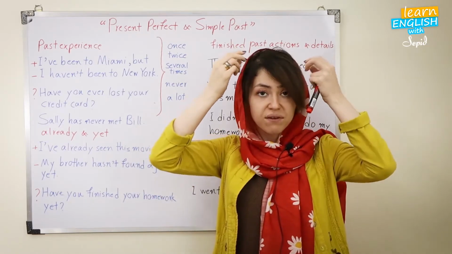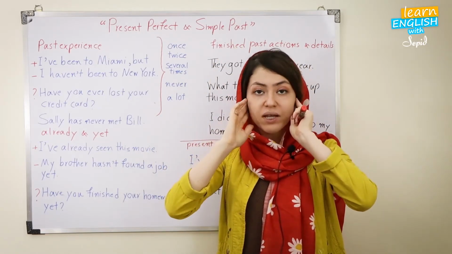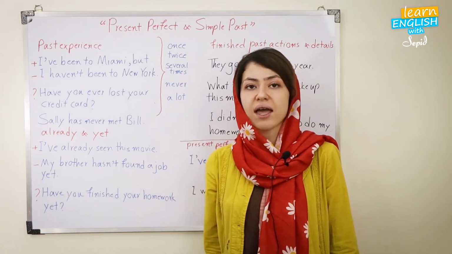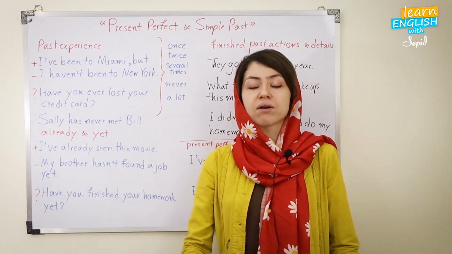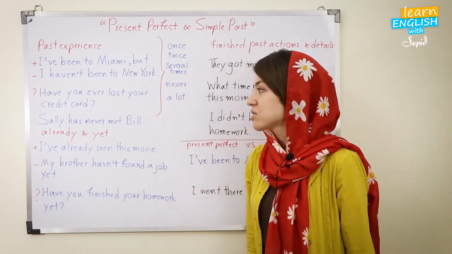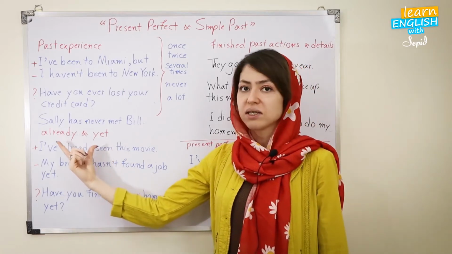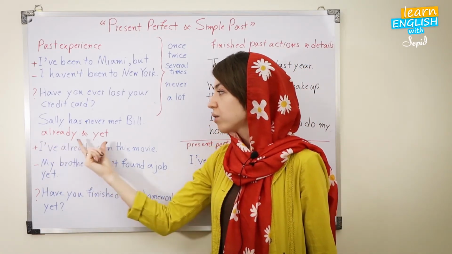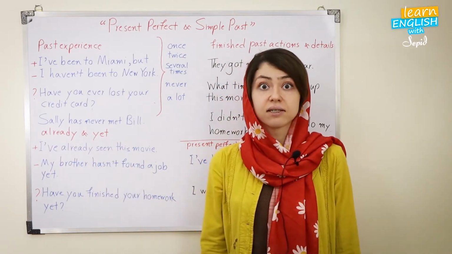We use present perfect for past experiences which result now, okay? So the results are important right now. They result in the present. Now the next point is already and yet.